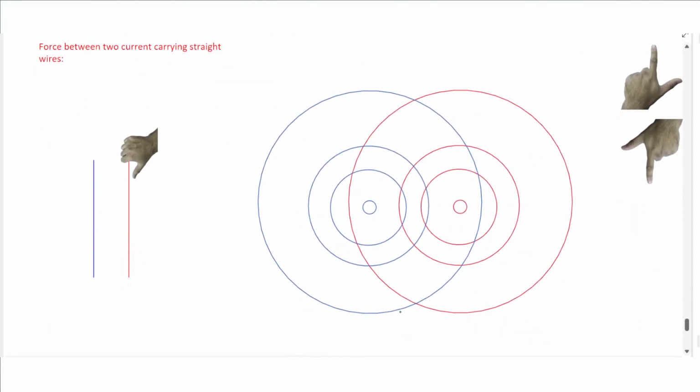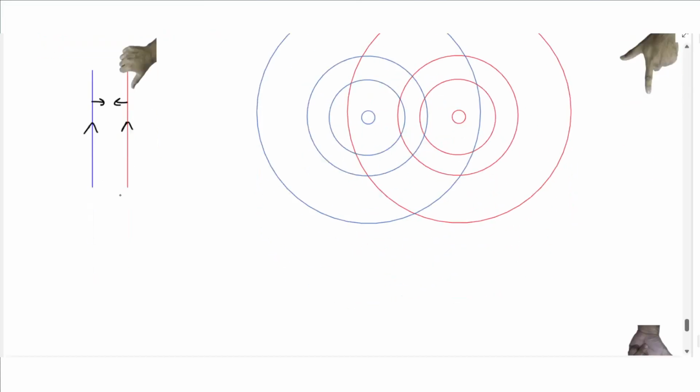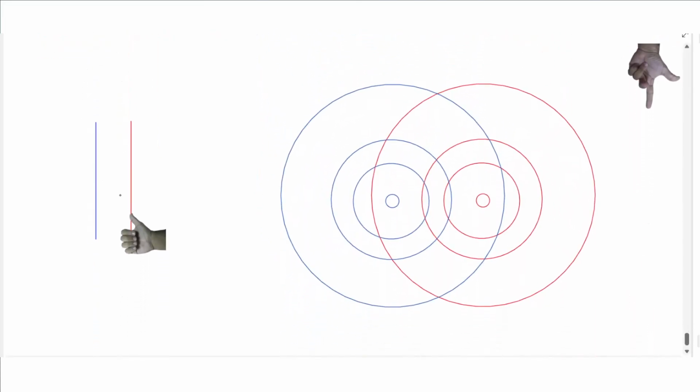If you have two wires with currents in the same direction, these are two magnetic fields interacting. They will attract each other. But if one of them is opposite to the other, there is still two magnetic fields interacting, but they will repel each other. So if currents are in the same direction, they attract each other. If the currents are in opposite directions, they repel each other.